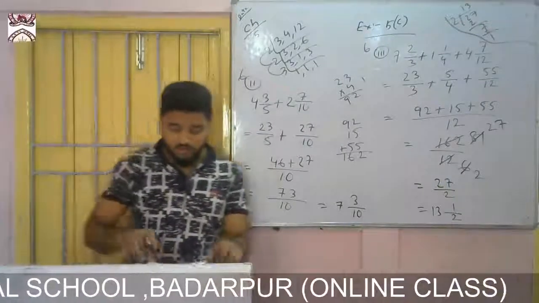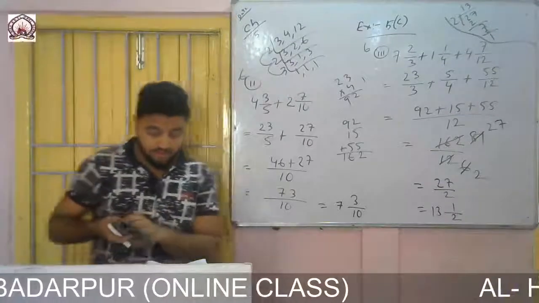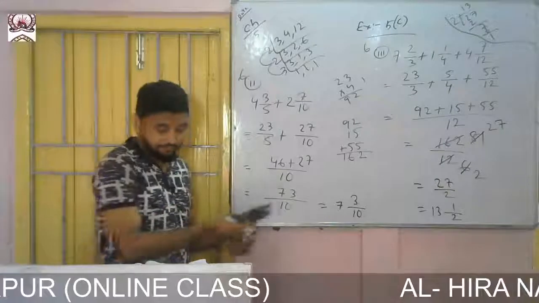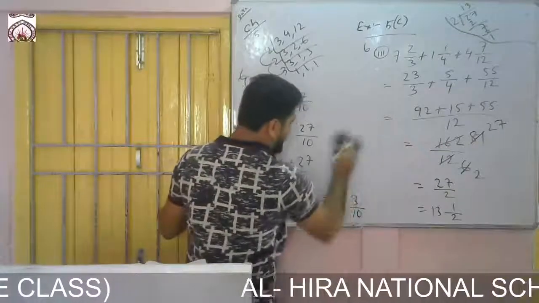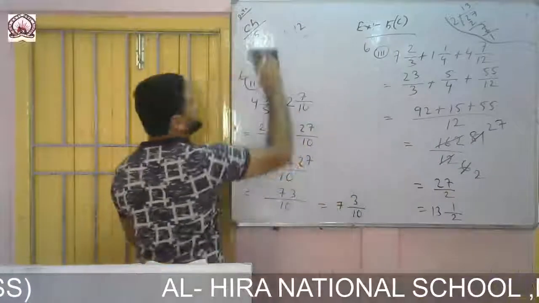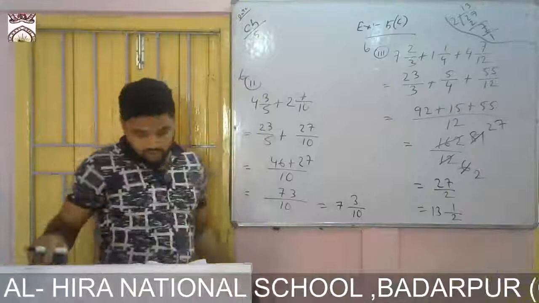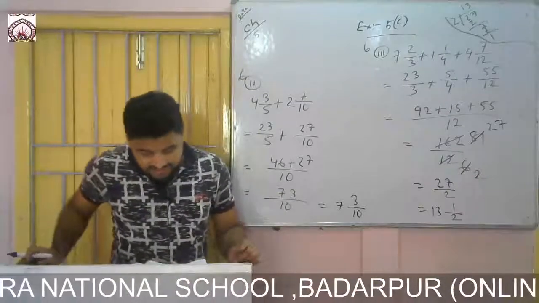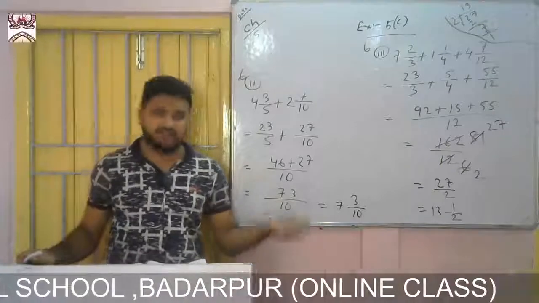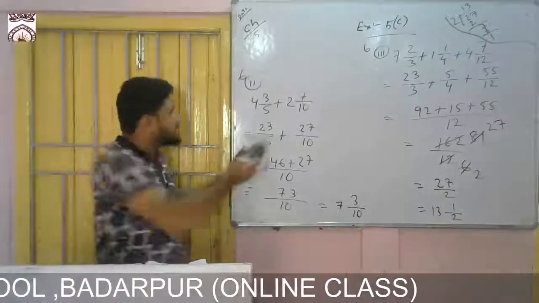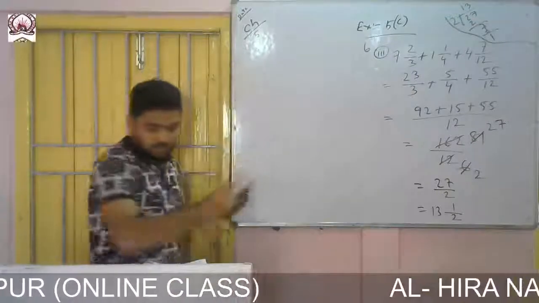Okay, now come to question number 7: 5 3 by 7 minus 2 2 by 7. So these all are the same. What is there in question number 7? 5 3 by 7 minus 2 2 by 7. These all are in the same process. So let me do one, I am showing. You practice the rest.